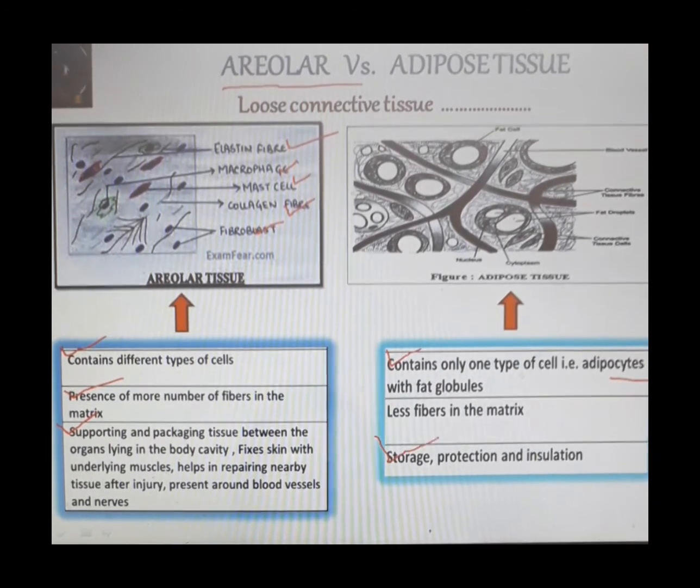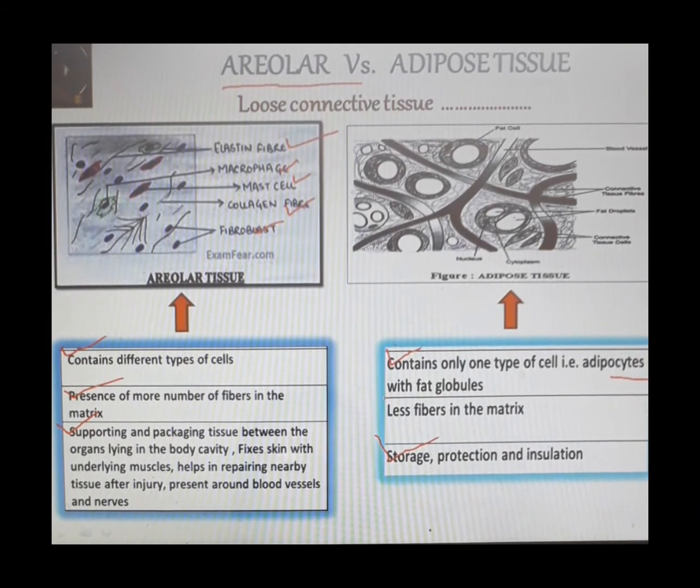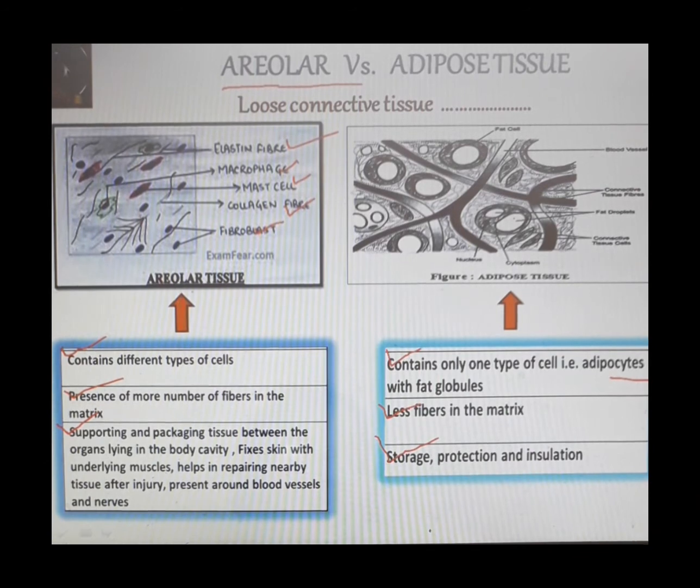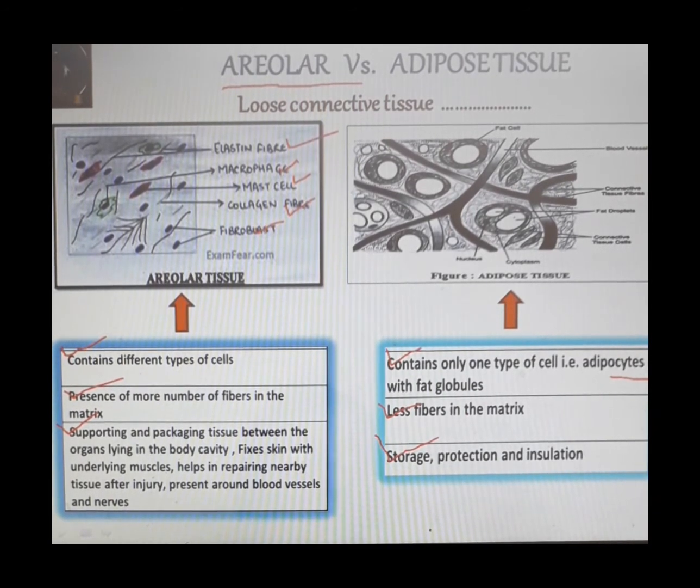This particular tissue shows the presence of fewer fibers in the matrix. See, areolar tissue has many fibers, but adipose tissue has a smaller number of fibers, and only white fibers you can see. Very few white fibers are there.